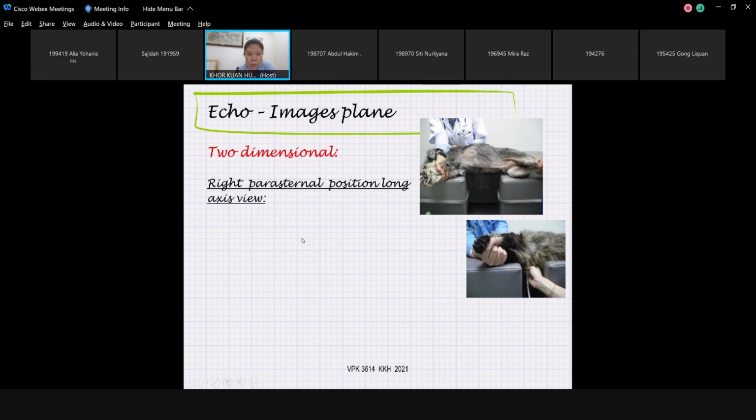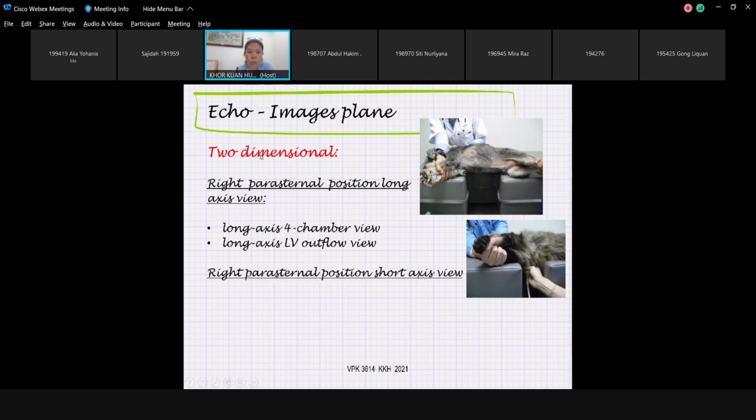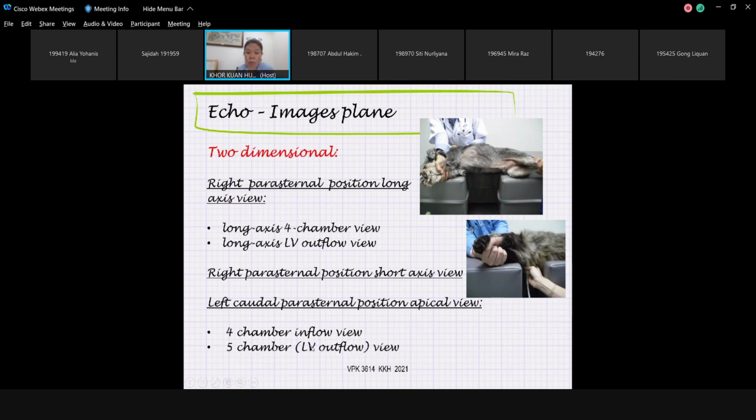Two-dimensional images, two types. Right parasternal positioning, long axis, will give you the 4-chamber view and the long axis left ventricular outflow view. Two-dimensional gives me two different views: right parasternal long axis view and right parasternal short axis view. And then for another view, also 2D, I can perform a left caudal parasternal position, apical view. This view will give me the 4-chamber inflow view and the 5-chamber left ventricular outflow view, which I will show you later on what this view means.